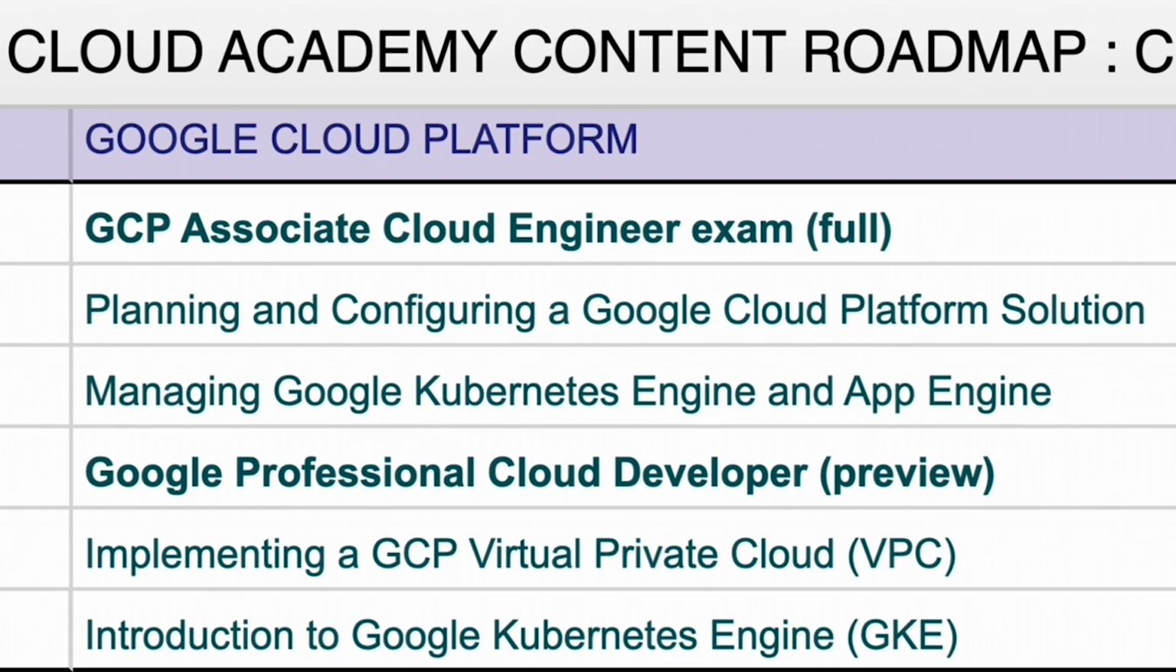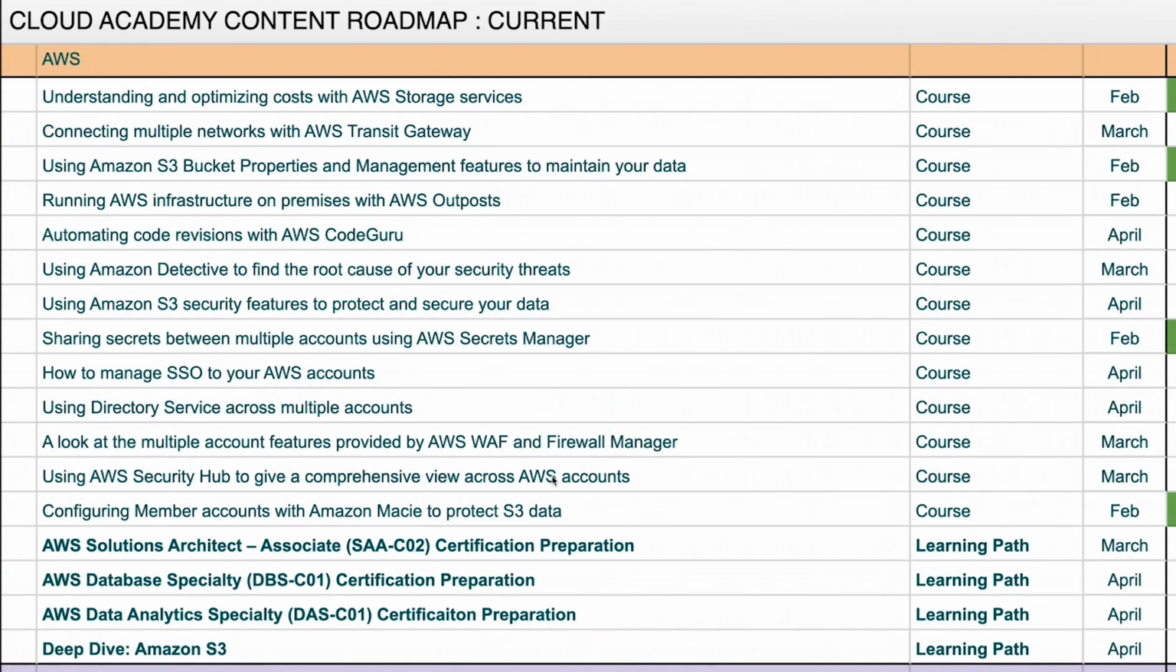For GCP, we're adding yet another GCP certification path for you, this time for the Professional Cloud Developer certification. We're also redoing our AWS Solutions Architect Associate learning path to be absolutely in line with the latest curriculum. We'll be releasing AWS Data Specialty learning path and the AWS Data Analytics Specialty Learning Path. Exciting stuff coming in all of these domains.